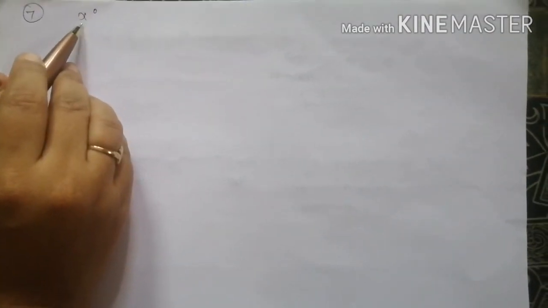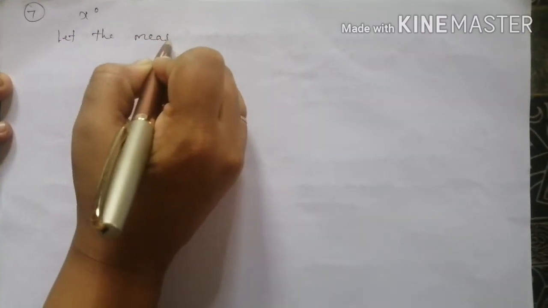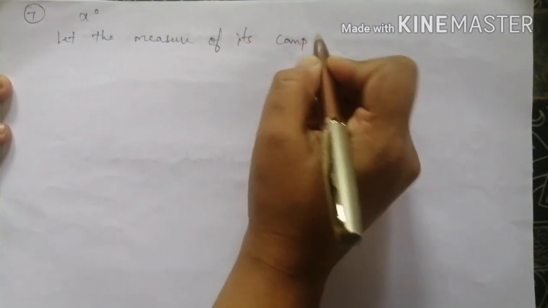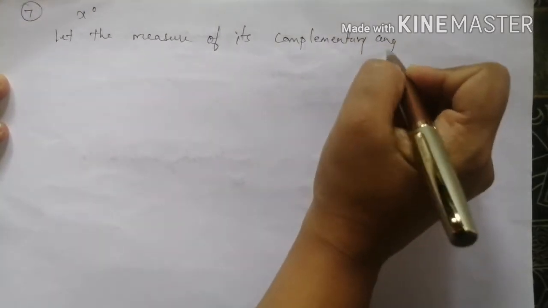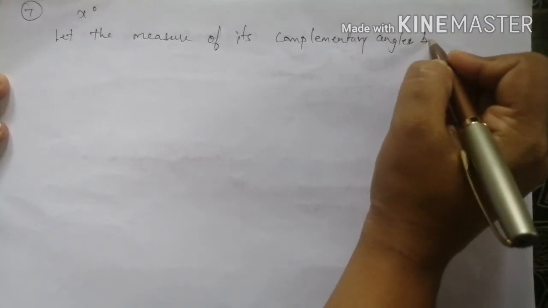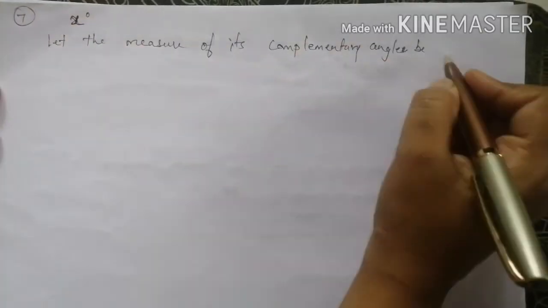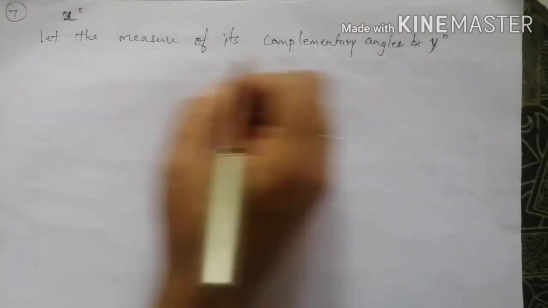Seventh one, x degree. Let us find the complementary angle for x degree. So we will write the first step as it is. Let the measure of its complementary angle be... In the previous questions, for the complementary angle of the given angle, we have taken x. Now here it is already x degree. They have not given us a number. So here we will take it as y degree so that there will be no confusion.